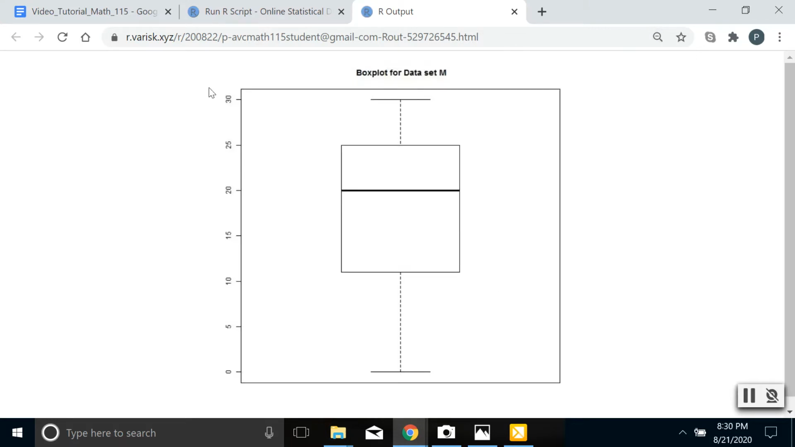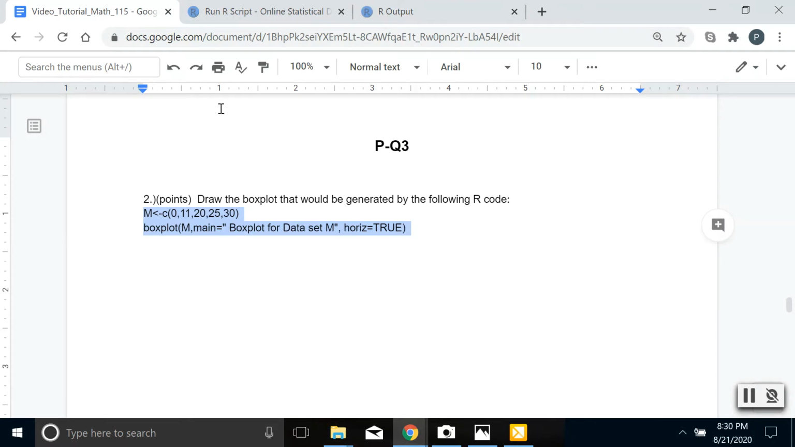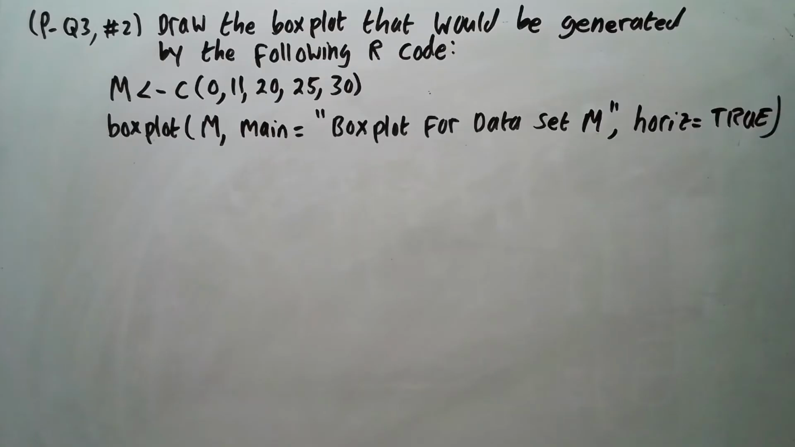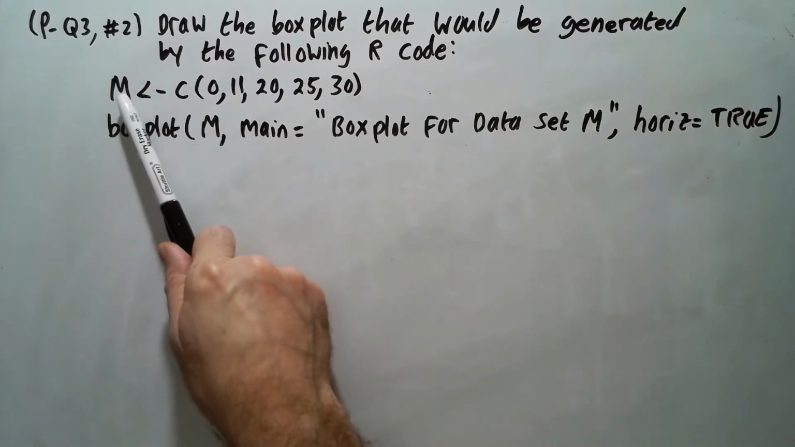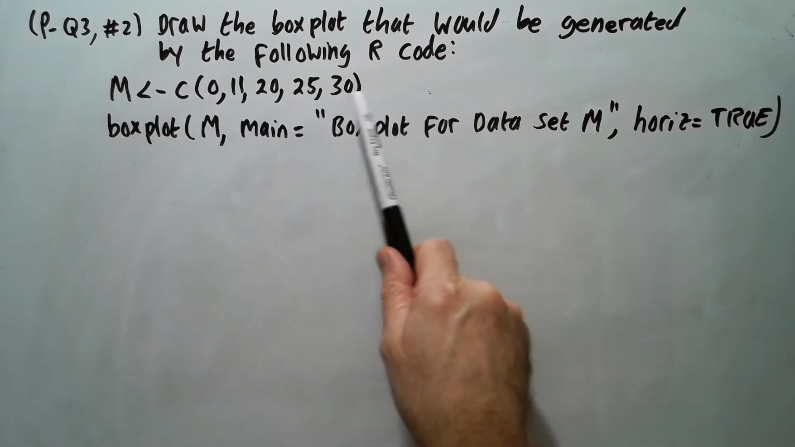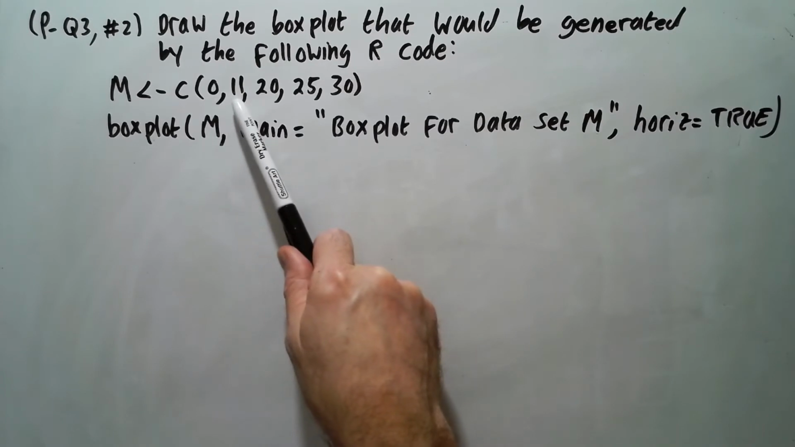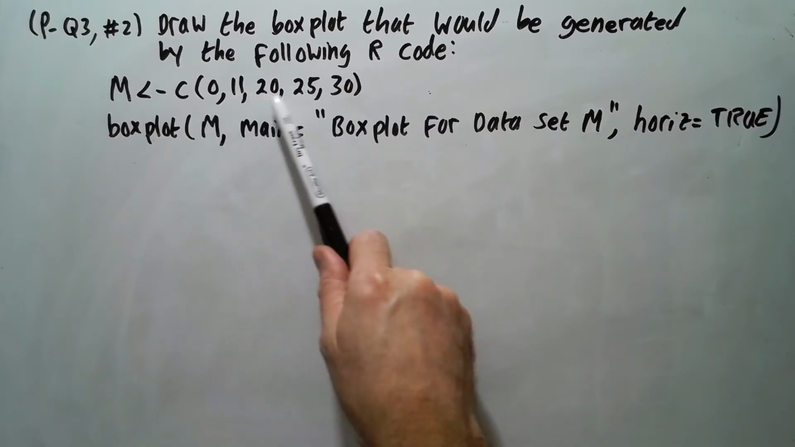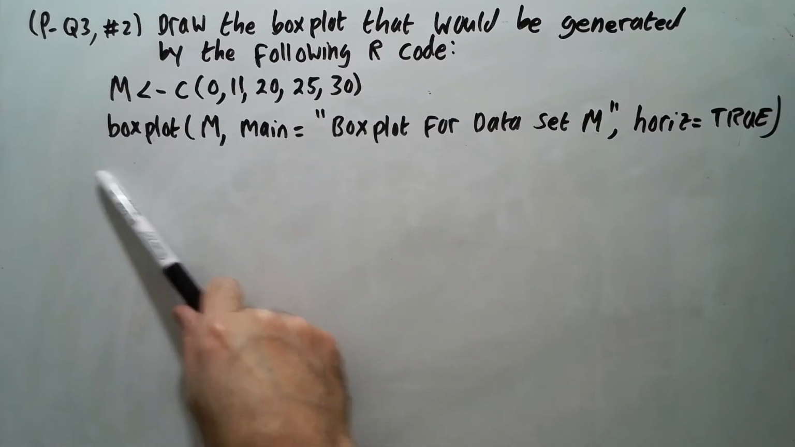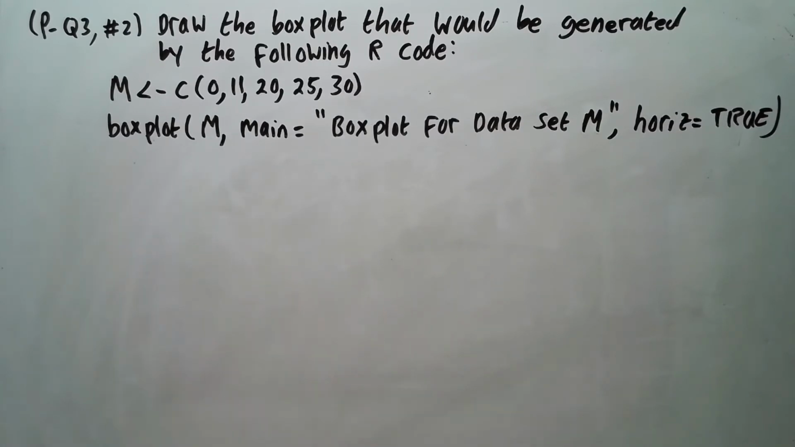Okay, so now let's graph it by hand. So let's do that. Okay, so here's the question written again. So we have to then draw the box plot for this guy. So first let's order the numbers in this vector. But if you notice here, actually, they're already in order for us from smallest to largest, 0, 11, 20, 25, 30. So let me write down here again, and we'll find the quartiles.